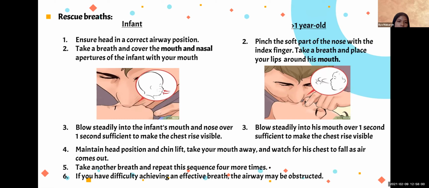For an infant, as I said, we can use the mouth to mouth and nose technique. But if you find it difficult, you can use the mouth to mouth or mouth to nose technique. If you use the mouth to mouth technique, you need to pinch the soft part of the nose to close the nose. And if you use the mouth to nose technique, you need to close the mouth of the infant. And for children more than 1 year old, you can use the mouth to mouth technique. If you have difficulty achieving an effective breath in the children, you may suspect that the airway may be obstructed.